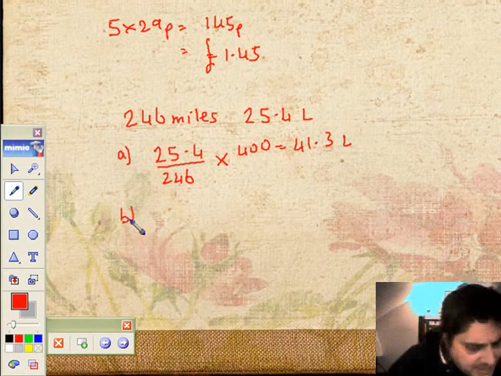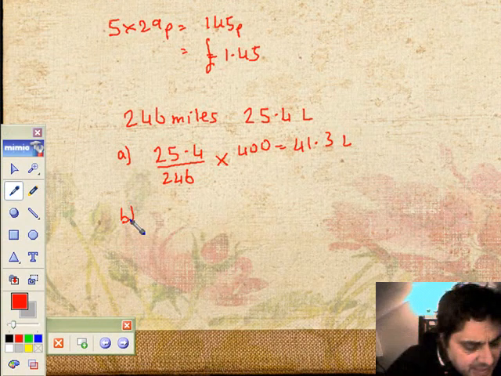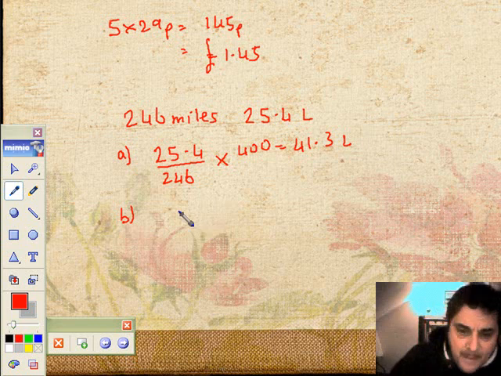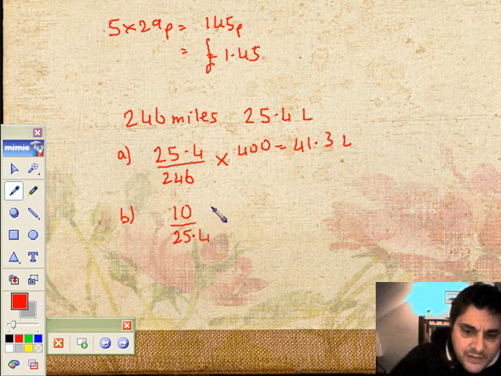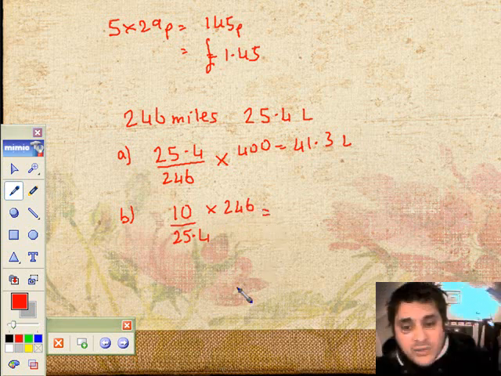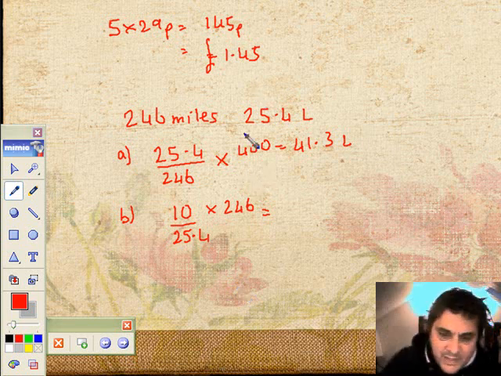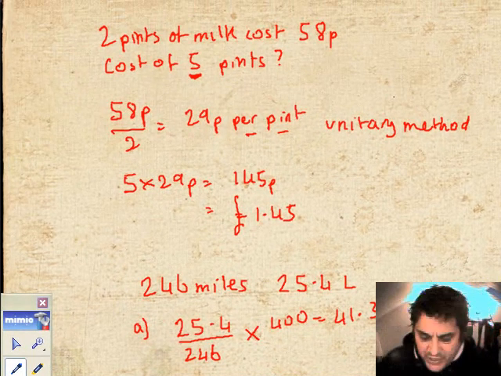B says, how far can he go on 10 litres of diesel? Alright, so here I go then. 10 divided by 25.4 multiplied by 246. That should give me the amount of miles I'd expect to go on just 10 litres. So look at it carefully. It's this fraction of 246. Alright, so grab my machine.